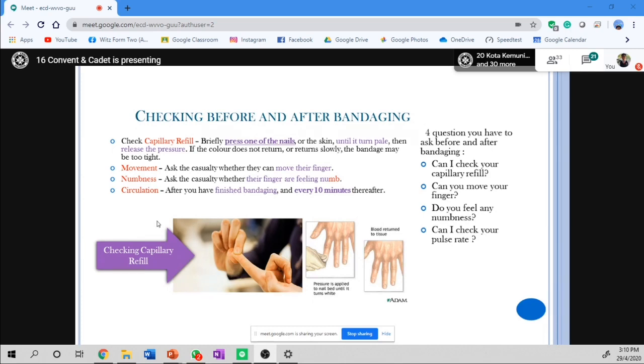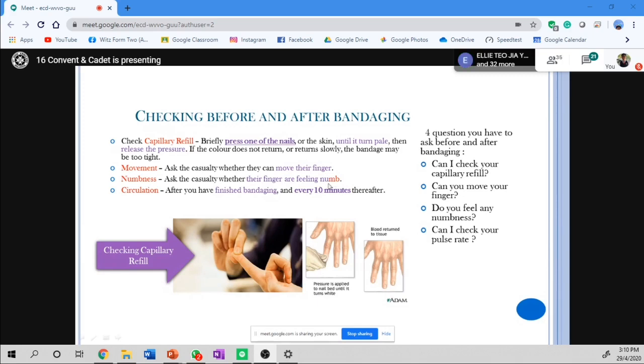So the next is movement. Ask the casualty whether they can move their fingers. If the casualty cannot move the fingers, it means you have to loosen your bandage and then tie it again. Then numbness: whether their fingers feel very numb. Numb in Chinese we call as 麻痹.